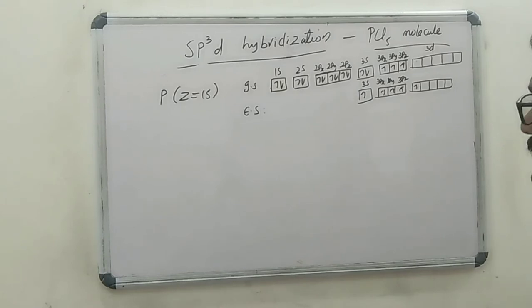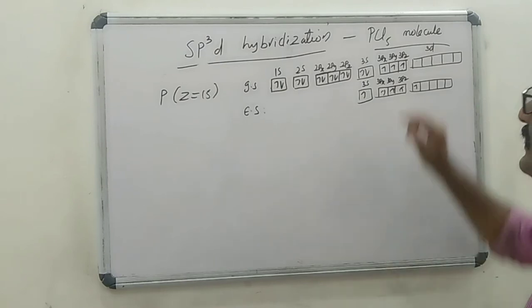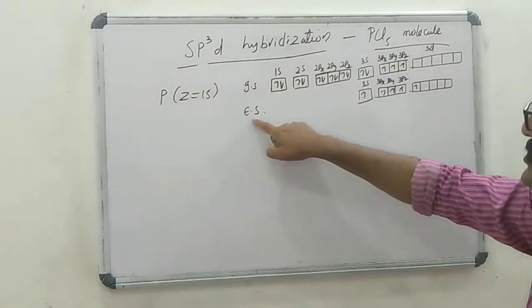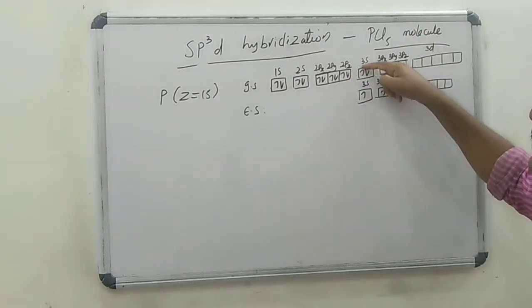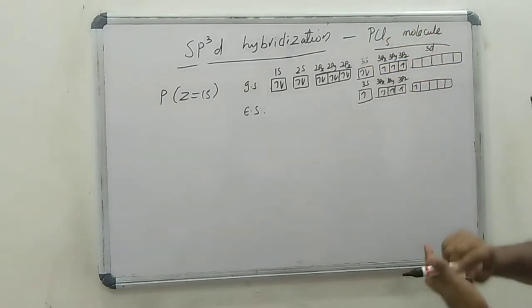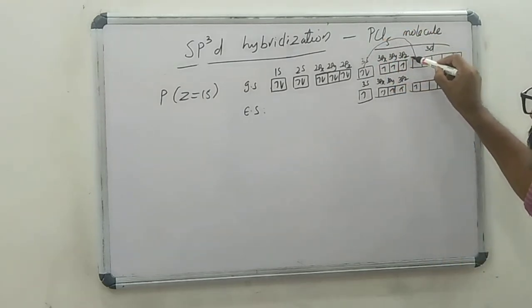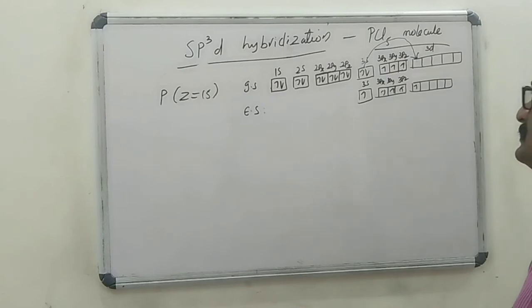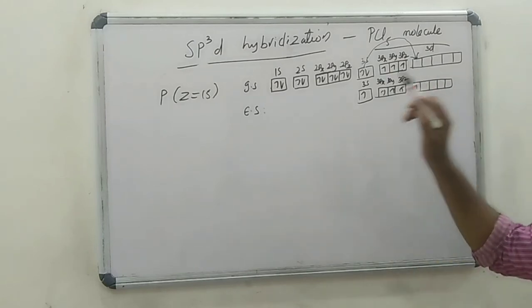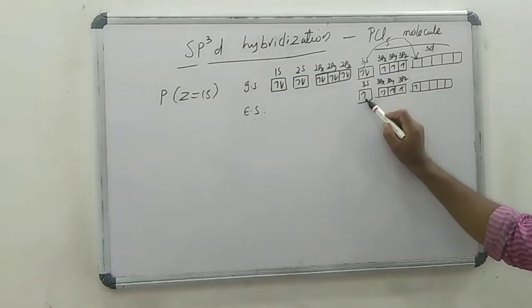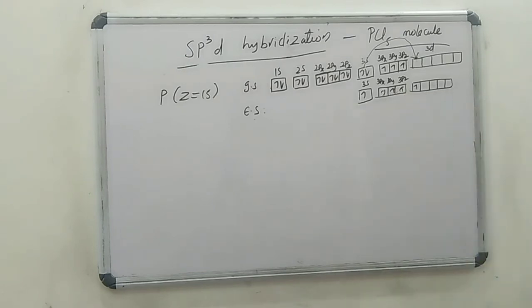Yes. To attain pentavalency in the excited state, one electron from the completely filled 3s is promoted to the vacant 3d. Then in the excited state, the number of half-filled atomic orbitals becomes 5. 1, 2, 3, 4, 5.